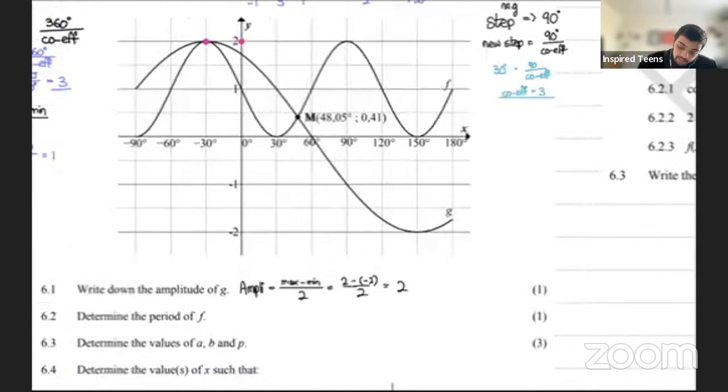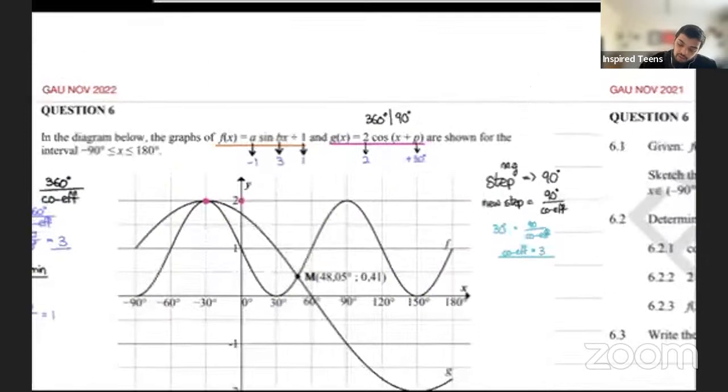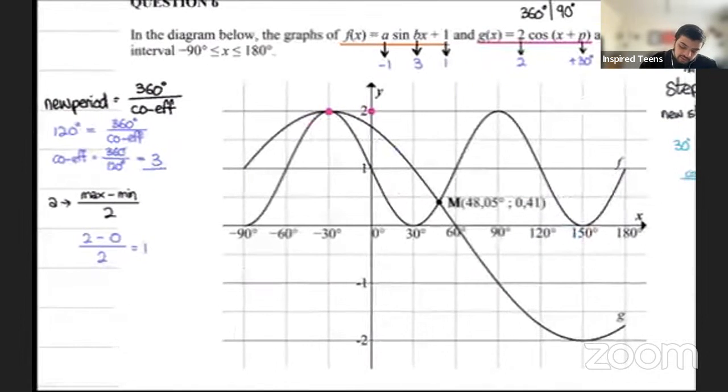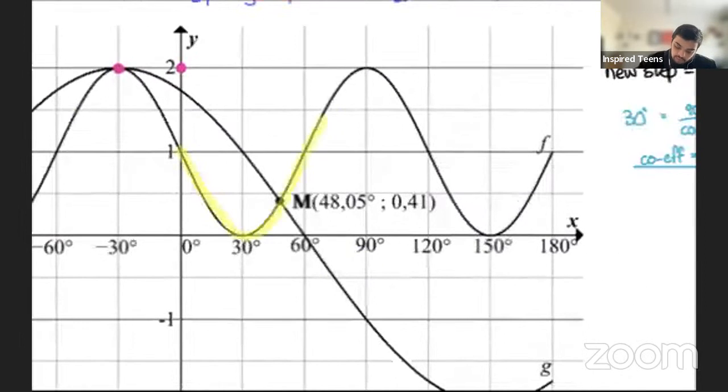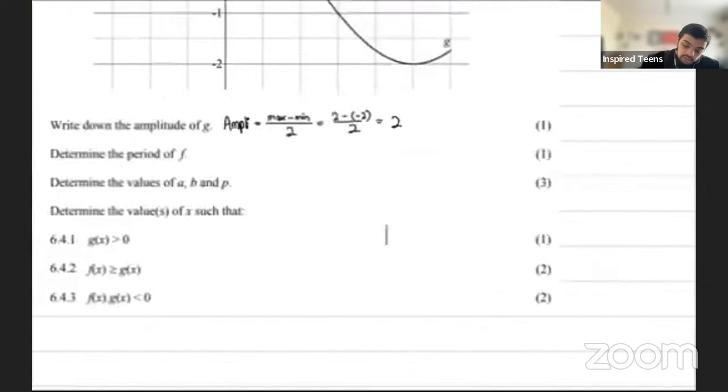Okay, the period of F, remember our F graph is this guy. We know that F of X had a coefficient of 3 on its angle, so the period was reduced by a factor of 3. We even calculated it there. The period is 120. You can even have a look at it. For one full rotation of this graph, it's from 0 to 120. So that's how we know the period is 120 degrees.